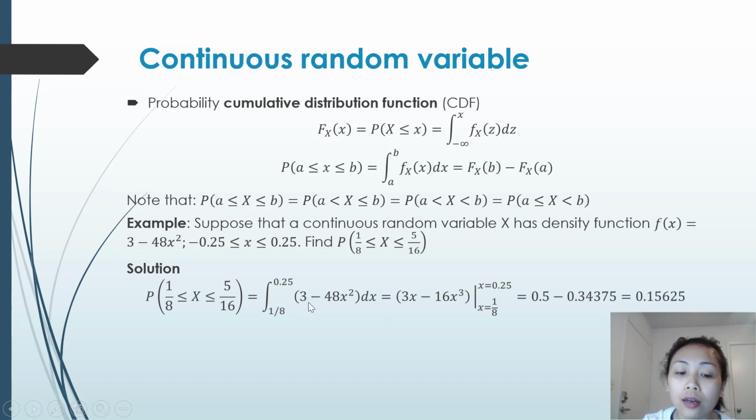The antiderivative of 3 is 3x. The antiderivative of 48x squared is 16x cubed. And we calculate from 1/8 to 0.25, so the answer is 0.15625. So that's how you calculate the probability for a continuous random variable.